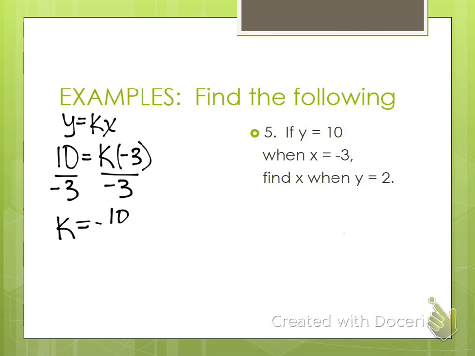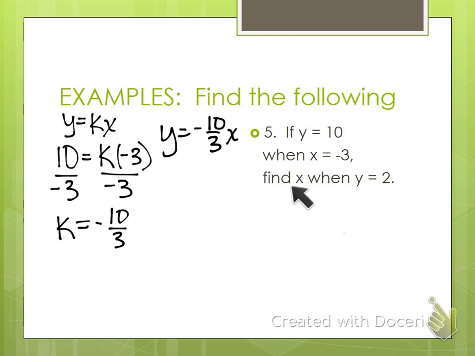Again, do not turn this into a decimal. It's a ratio. Write it as a fraction. So then we can write our equation. Y equals negative 10/3 x.